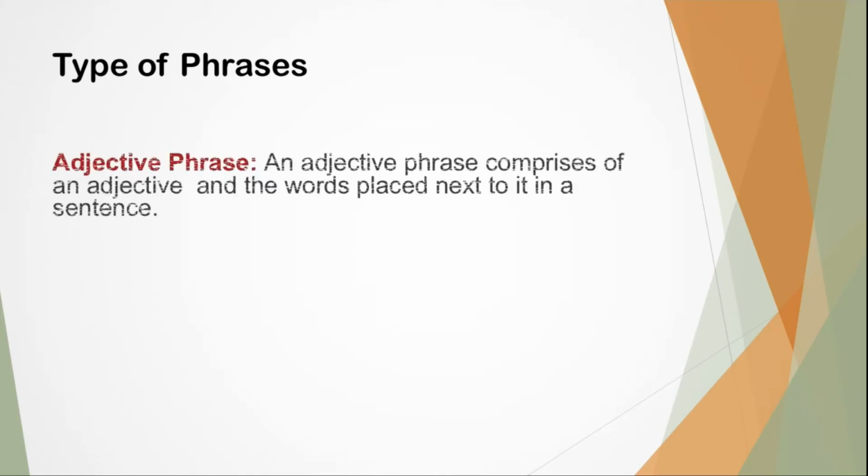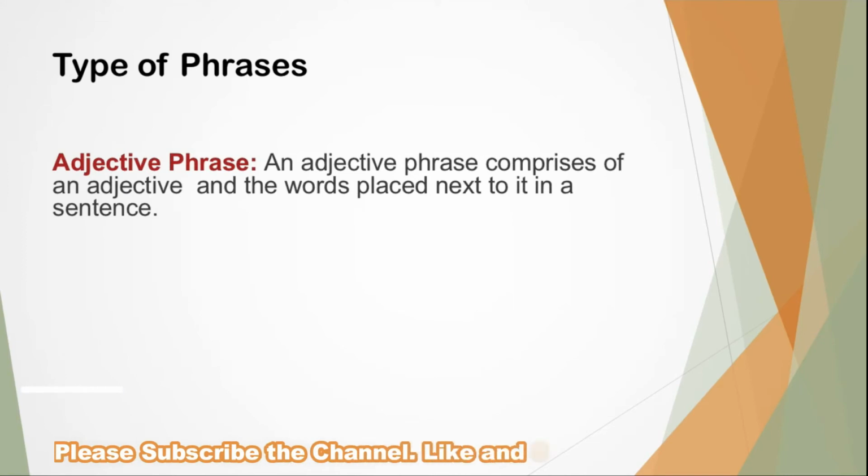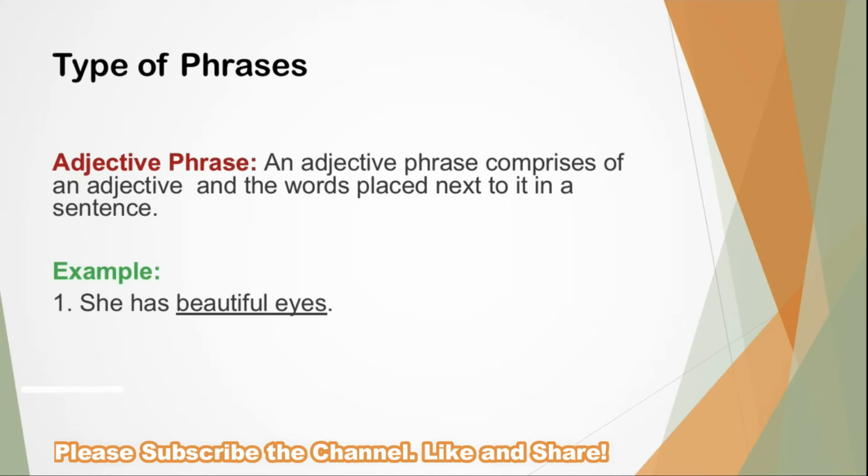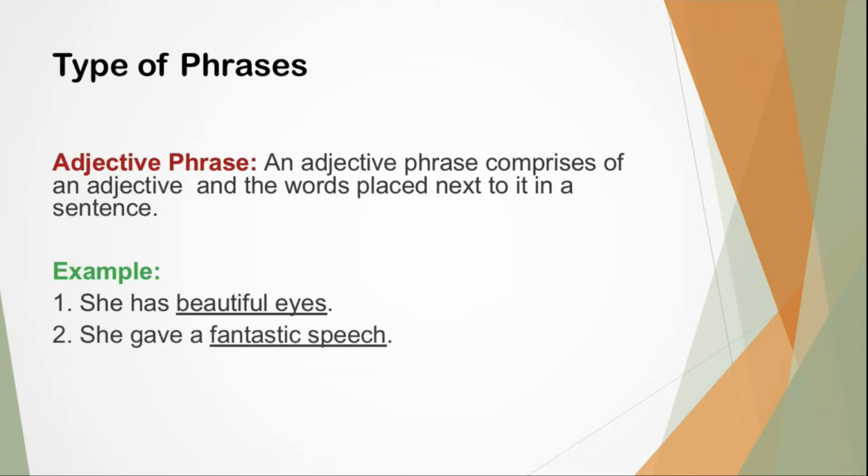Now, the next type of phrase is adjective phrase. The very name itself tells you that it comprises of an adjective and the words placed next to it in a sentence. Let's see with the help of examples. She has beautiful eyes. So beautiful is an adjective. So beautiful eyes is adjective phrase. She gave a fantastic speech. Fantastic is the adjective. Hence, fantastic speech is the adjective phrase.